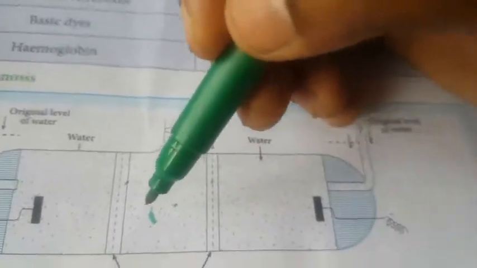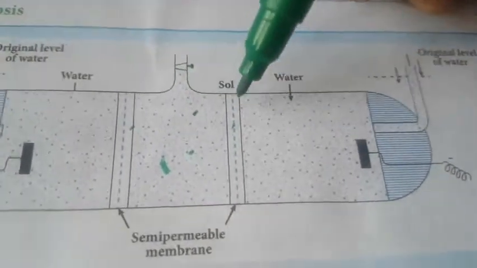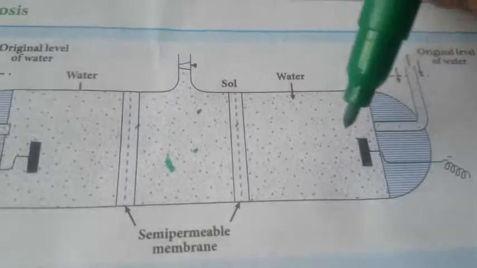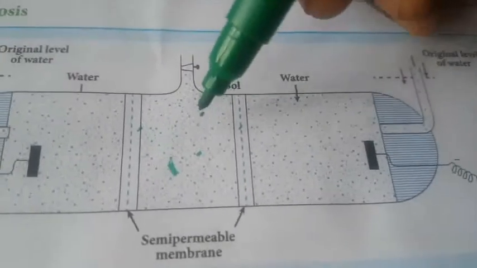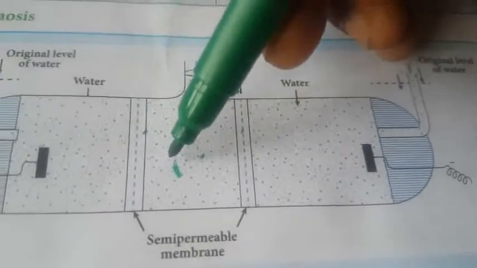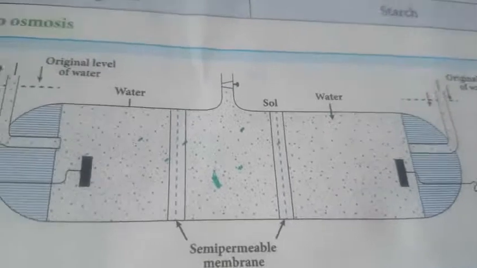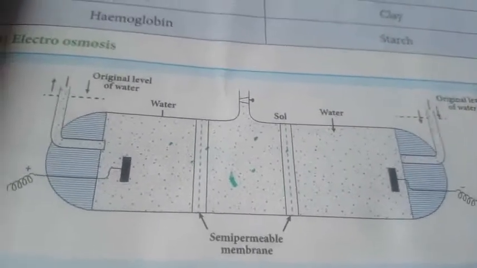Now here we take a solvent and the salt particle, that is, the colloidal solution. Here we take two semi-permeable membranes. On this side there is water. So now under the influence of electric field, the salt particles, the electrolytes, move towards the respective electrode. That is called electro osmosis. Okay, so this is the other one.